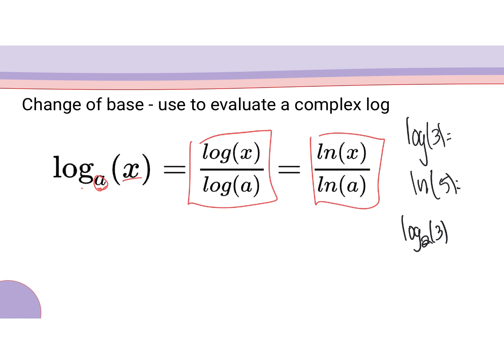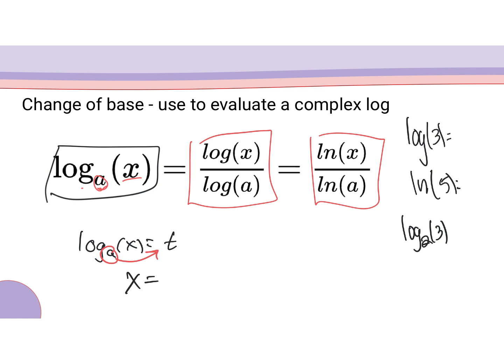So there's actually a more and more decreased need of the change of base formula, but to show you how it might work, log base a of x, let's say it's just equal to t. That's its value. And so I want to rewrite this using the property of log. And so I get x equals a to the t. And so the goal is to get t by itself again. So that was my first step.